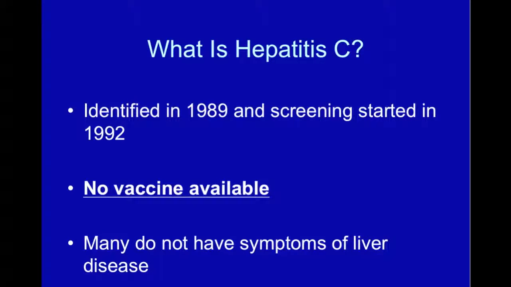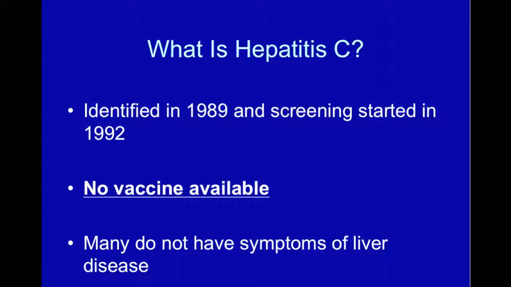Okay, what is hepatitis C? It was identified in 1989 and screening started in 1992. That's why the earlier slide had mentioned that if you had a blood transfusion before 1992, it was important to remember that and mention it to your doctor, because that was a potential transmission of hepatitis C, because it was not screened for until July of 1992. There is no vaccine currently available.